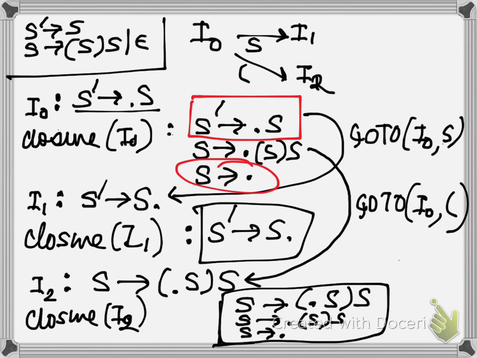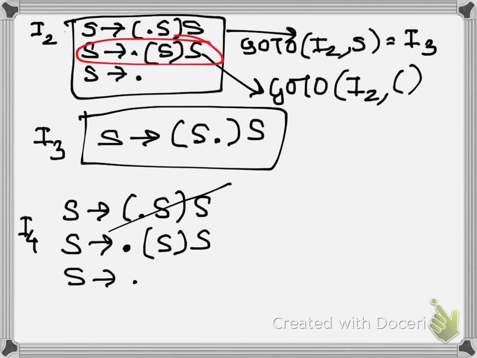Now if you look at I4, you will find that I4 and I2, that is this one, they are just the same. So we will not construct a new set. We will say I2 on parenthesis goes to I2 itself, because I4 that we constructed is exactly the same as the set I2. So it's a recursion, goes to itself. Then the third production item of I2 has the dot at the end, so it cannot move any further.